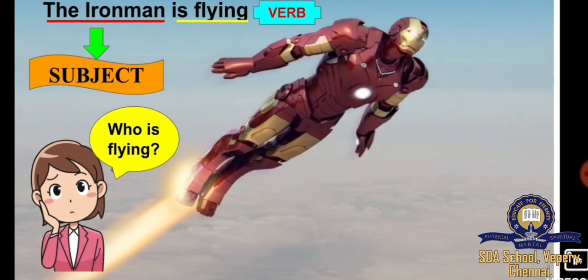Now, the subject tells us what or whom the sentence is about. In other words, the subject tells us who or what is performing the verb. So children, in this sentence, what do we see? Yes, the Iron Man is telling us what is performing the verb. So, the Iron Man is performing the verb is flying. Right children? So, this sentence is telling about the Iron Man. Like, the Iron Man is flying.